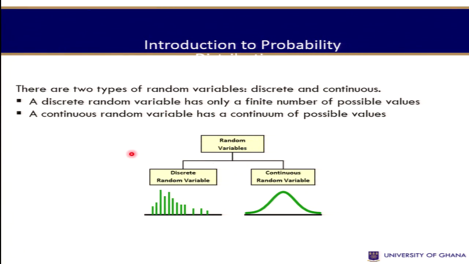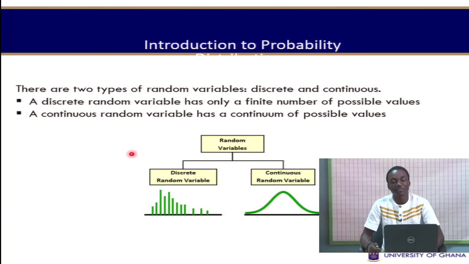Now, a random variable can either be discrete or continuous. A discrete random variable has only a finite number of possible values. Also, a discrete random variable contains whole numbers. A continuous random variable, on the other hand, has a continuum of possible values. So as you can see, for a discrete one, you have a finite set of values that are whole numbers, but the continuous one just runs continually on the continuous scale.